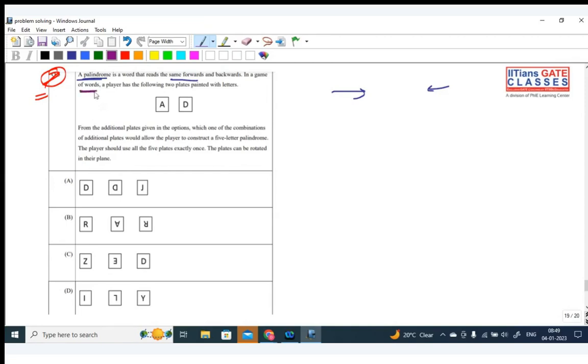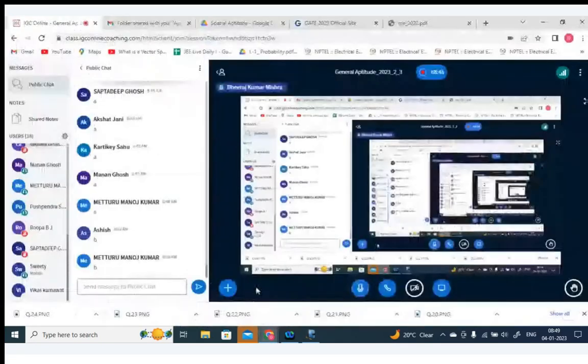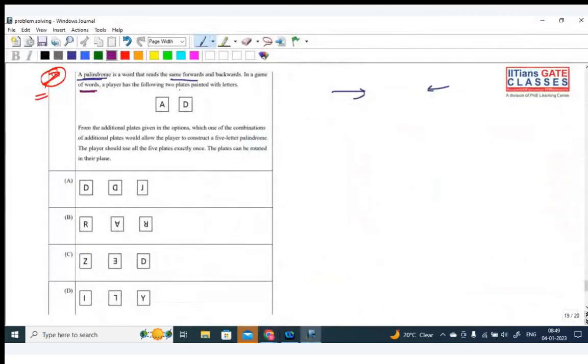In a game of words, option B, right? Have the following two plates painted with the letters. So already painted, A, B, is given. From the additional plates given in the options, which combination of the additional plates would allow the player to construct a 5-letter palindrome? The player should use all 5 letters exactly once, and the plates can be rotated in their plane. So you can also rotate, no problem, right?